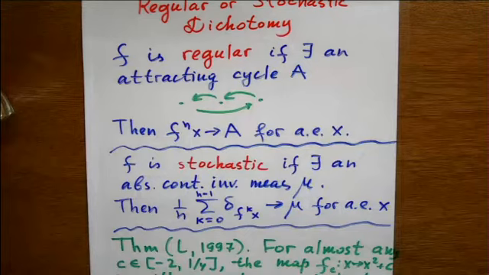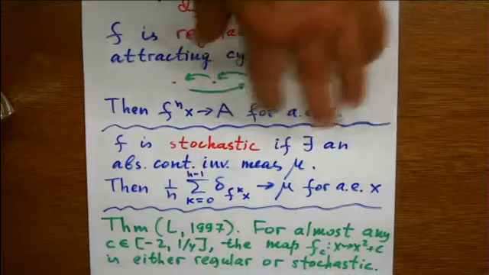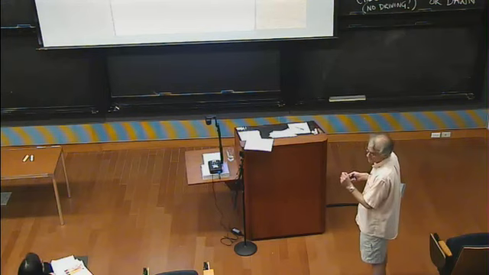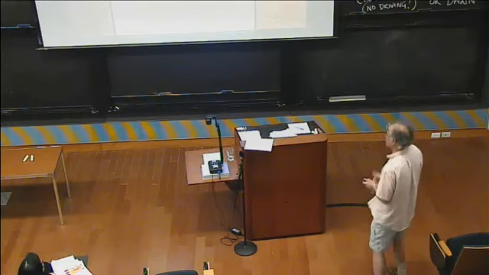And my theorem of the late 90s says that for almost any parameter value in the quadratic family, the corresponding quadratic map f sub c is either regular, so it has this kind of behavior, or stochastic, so it has this kind of behavior. It is a long story to prove this theorem, with many ingredients, but the last step of this story is actually this renormalization horseshoe, which tells us that the set of infinitely renormalizable parameter values has zero measure, so it can be disregarded. Otherwise, there would be this third class of maps we should include. So we can disregard that third class of maps from the picture.